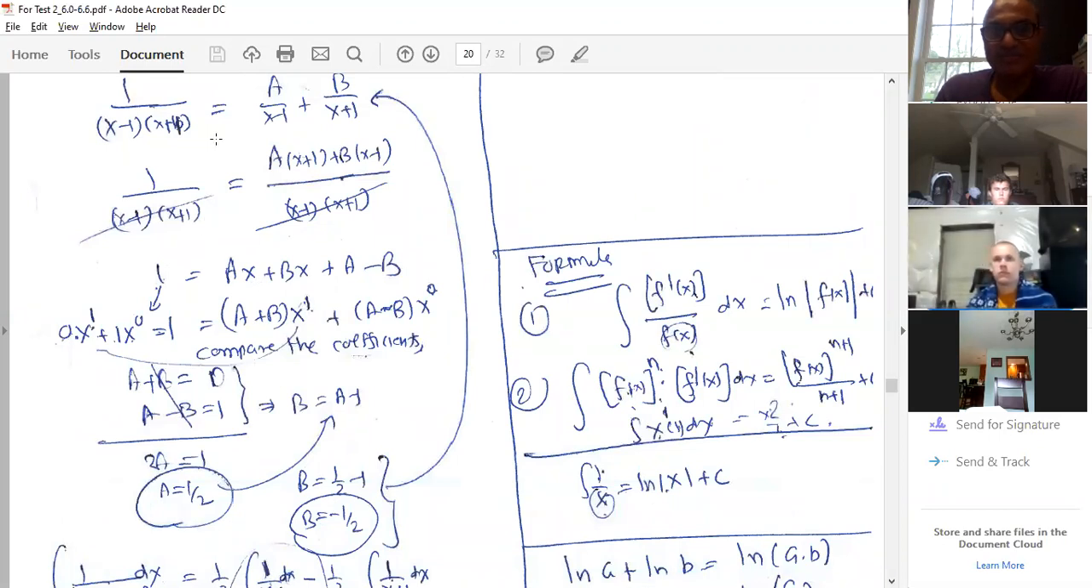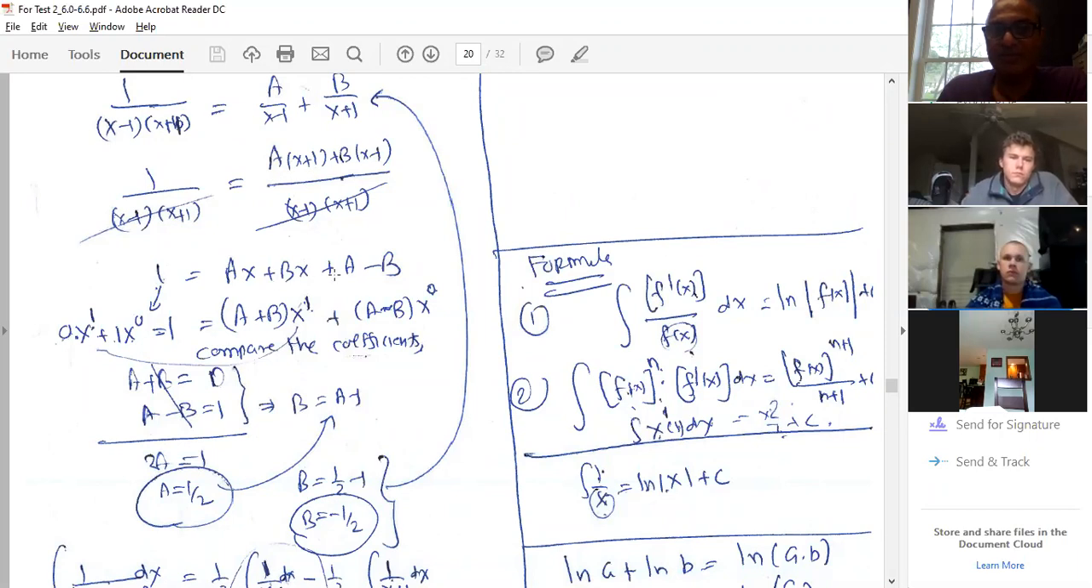Then take the LCM, so cross multiplication. What is the LCM? (x − 1)(x + 1). So multiply here by (x − 1)(x + 1). (x − 1) will get cancelled out and A is multiplied by (x + 1). Same here, the LCM is (x − 1)(x + 1). Multiply here, (x + 1) will get cancelled out and B is multiplied by (x − 1). The common part is (x − 1)(x + 1). Just remove these common denominators from both sides and you get 1 equal to A(x + 1) + B(x − 1).